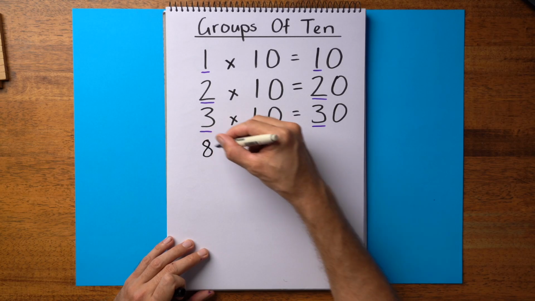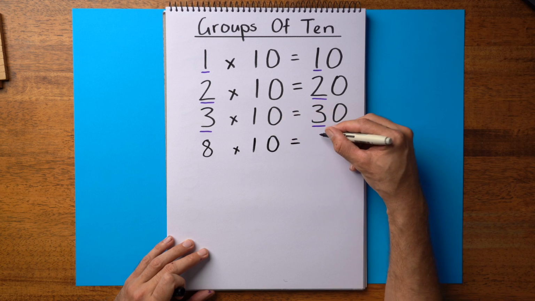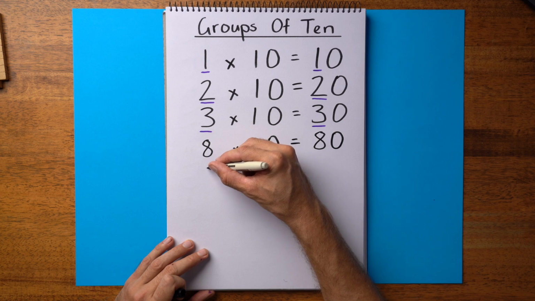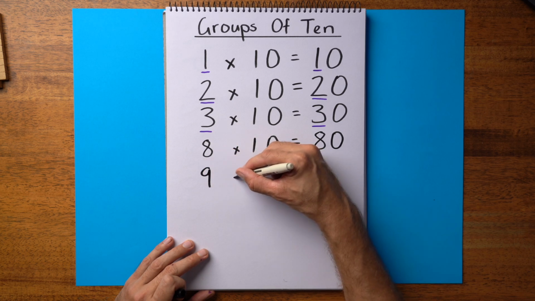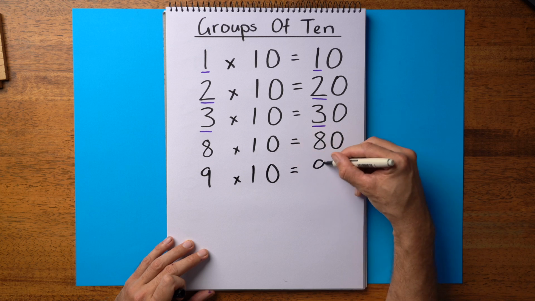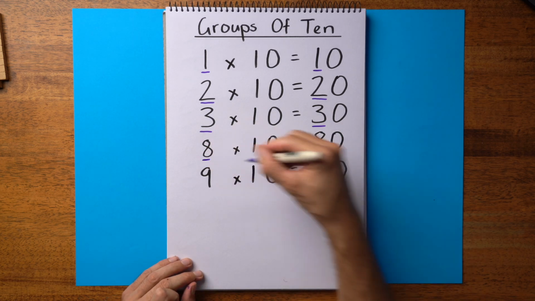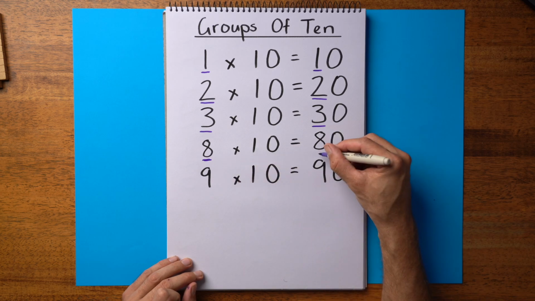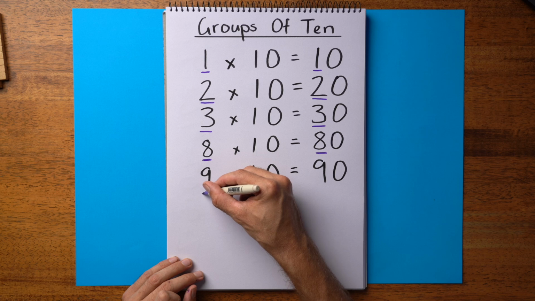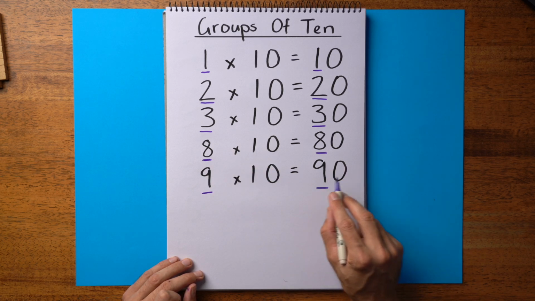8 groups of 10 is equal to 8 tens, or 80. 9 groups of 10 is equal to 90. Again, notice 8, where we have groups of 10, it's going to be 8 tens, just an 8 with a 0 on the end. 9 is going to be 9 with a 0 on the end, showing that it's 9 tens now.